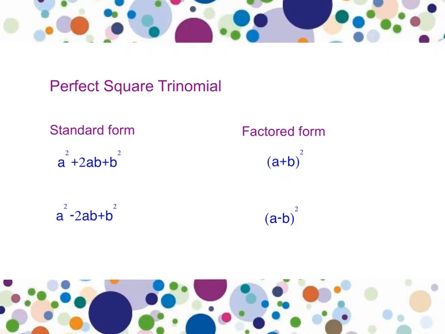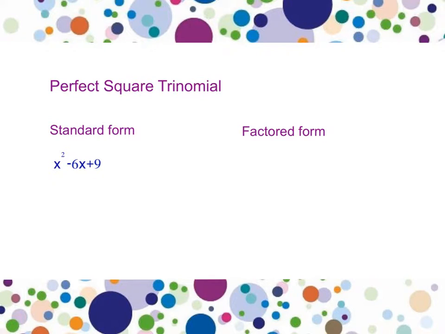So we know that when we go to factor this, I can just take the square root of the first and the last term, and I can really take the sign of the middle term. So when it's positive, I get a plus b squared. When the middle term is negative, I get a minus b squared. Let's do this with a real example.